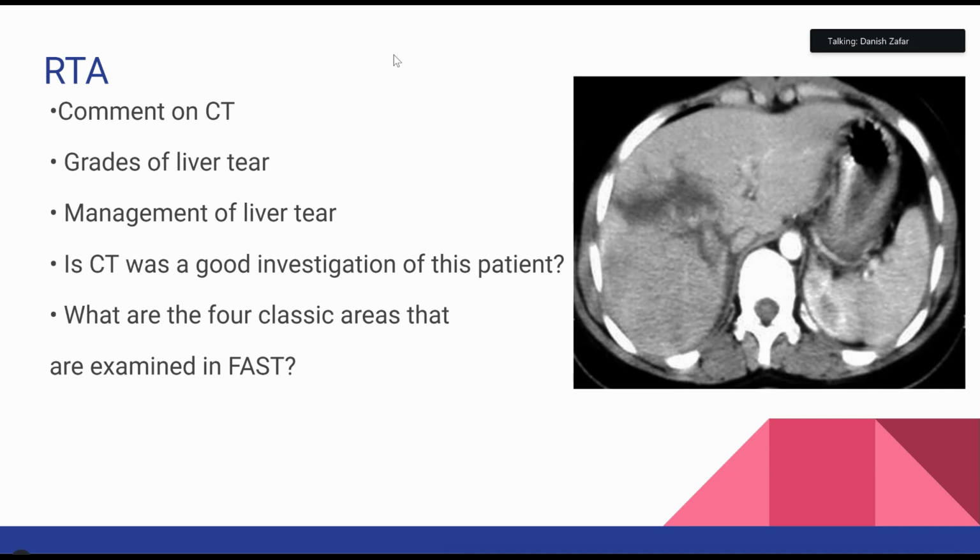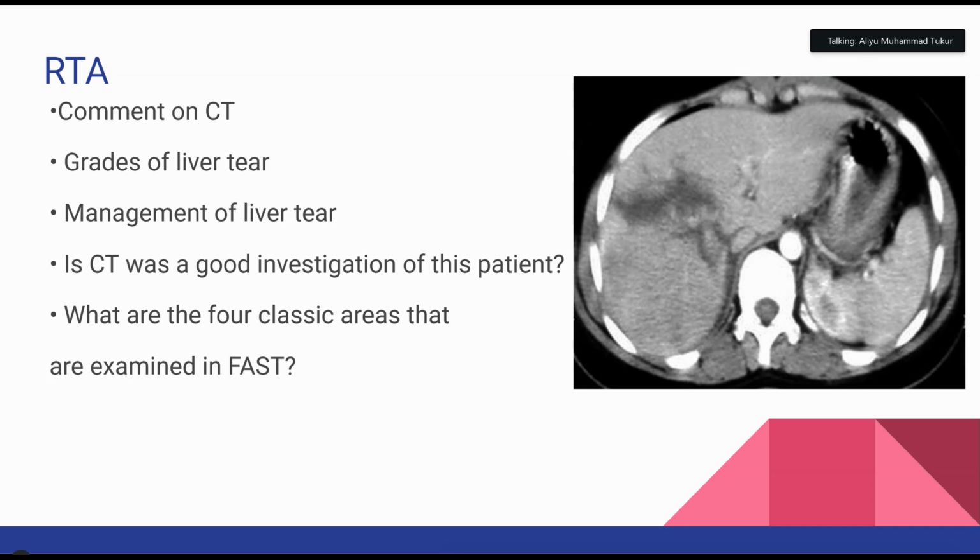Okay. So can you comment on the CT scan that has been provided to you? Okay, this is a cross section CT scan of a patient at the level of the abdomen, going through the liver, stomach, and the spleen. It shows a liver injury, a liver laceration mainly at the right lobe of the liver. Okay. So can you describe what are the different grades of liver tear?